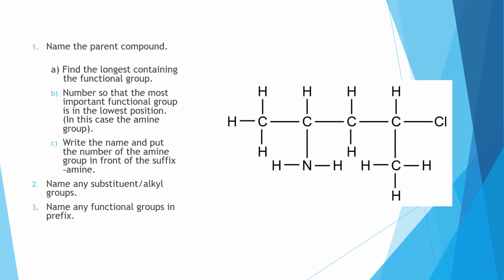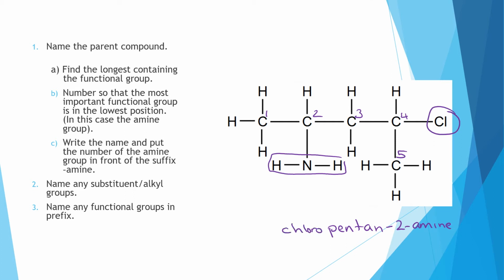If the amine is the main functional group present, then we need to find the longest chain containing the main functional group and put it at the lowest position. So 1, 2, 3, 4, 5. So this becomes pentan-2-amine. It has another functional group, a chloro, which is less important, and that goes to prefix, and it is 4.